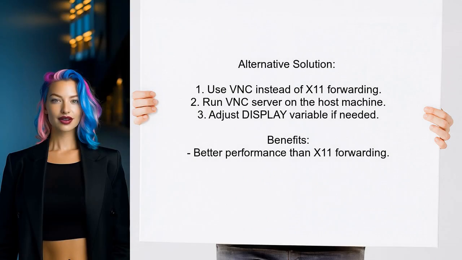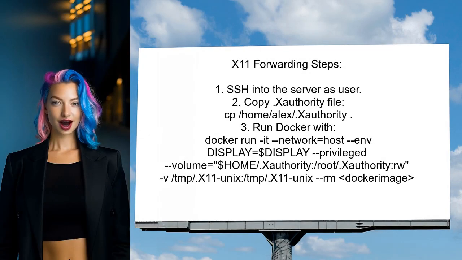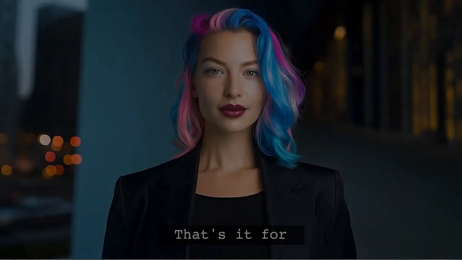An alternative approach to X11 forwarding in Docker involves using VNC instead. This user switched to a TigerVNC setup, which significantly improved performance compared to X11 forwarding. They recommend running a VNC server on the host machine, not inside the Docker container, and adjusting the DISPLAY variable if necessary. If you still want to use X11 forwarding, ensure that the .Xauthority file is correctly copied and mapped. For example, if you SSH into the server as a user, copy the .Xauthority file and map it in your Docker run command. That's it for that response.